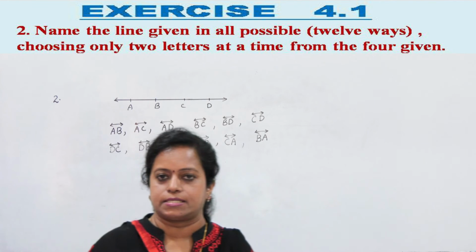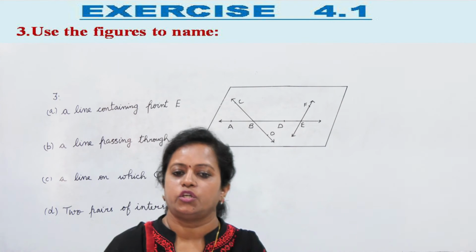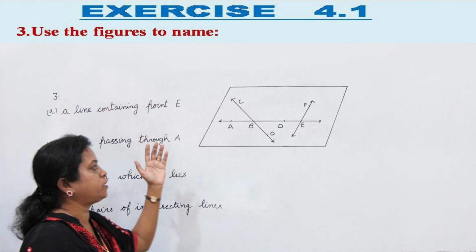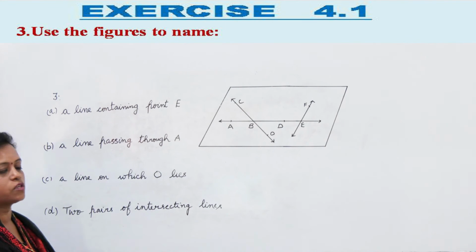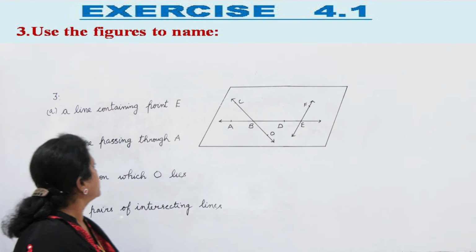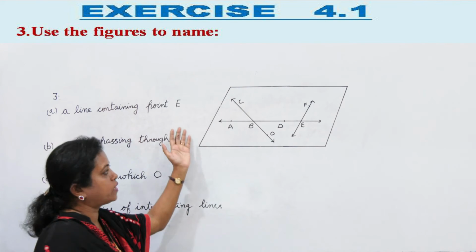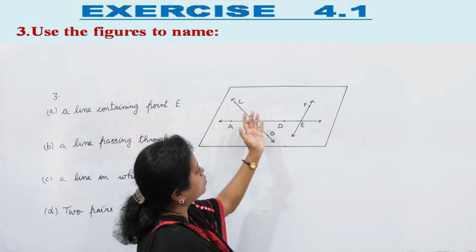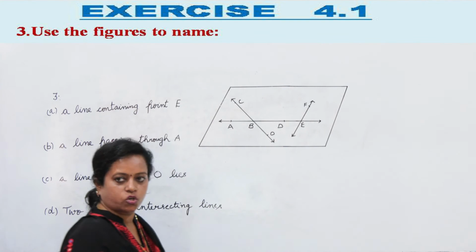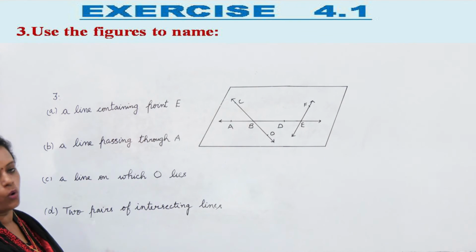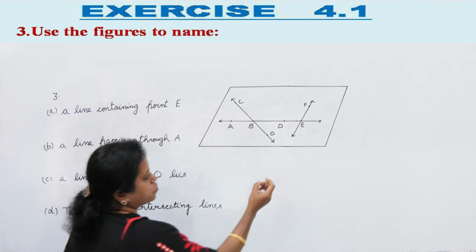Question number 3 is, use the figure to name. That is, a figure has been given, and using this figure you have to answer the questions that have been asked. The first question is a line containing point E. You can see many lines here, and also you can see the different points that are marked on the line. So you have to name the line which contains point E. So clearly look into the figure.